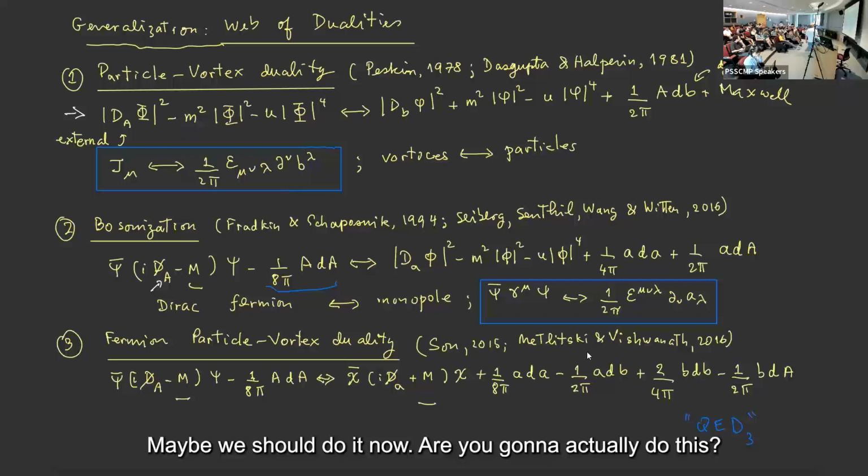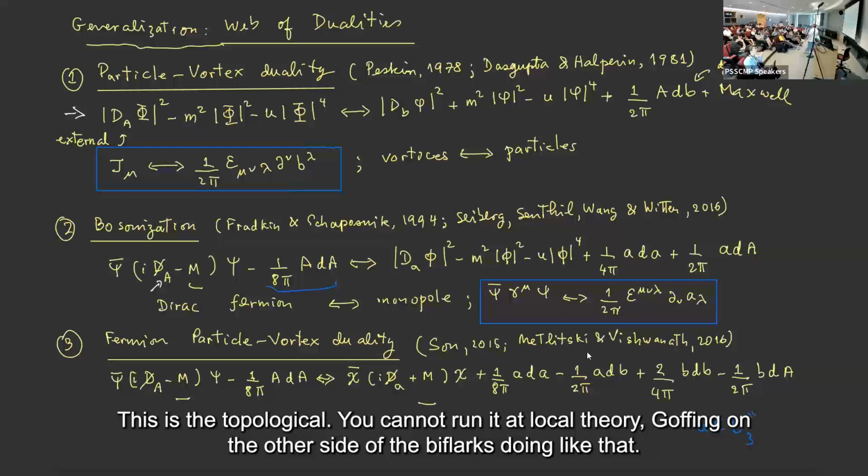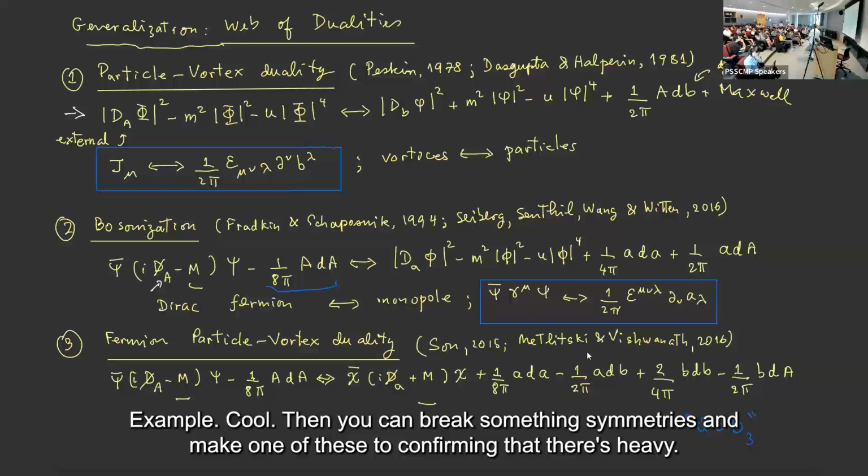I could actually do this on a lattice. Sorry for those people who don't like lattices, they like continuum field theory. On a lattice, there is a phenomenon. You can put Dirac fermions on a lattice, but it's well known, there's a topological proof of this called fermion doubling. You cannot write a local theory of fermions. The simple example is fermions hopping on the lattice with a pi flux. So the number of Dirac cones is always even.